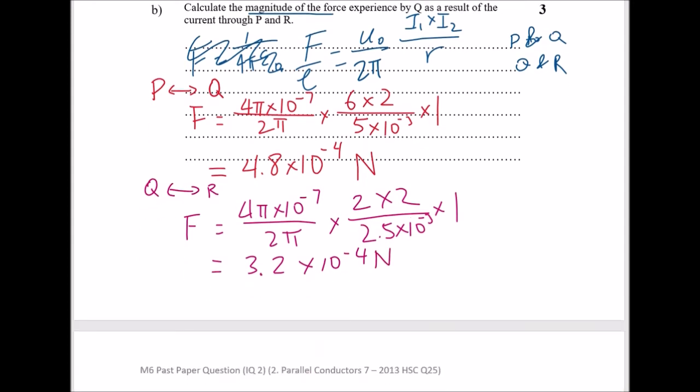So in total, if you add this one and this one, F total is those two numbers added together, and that will give you 8 times 10 to the power of minus 4 newtons. That's the total force you have. If you were looking at the sum of the forces experienced, you would have to consider where the vectors are going, but it wouldn't really matter because they're both dragging the object to the left. Okay, so that's how you do the question there.